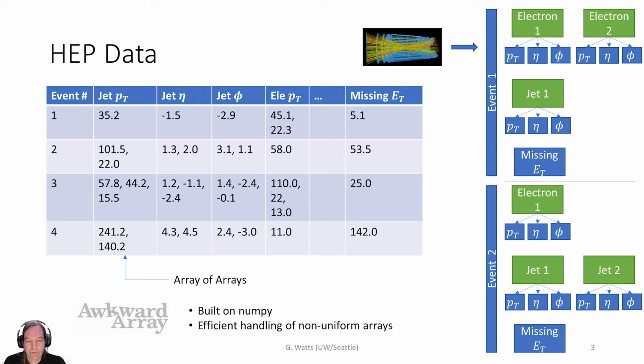Awkward Array was created to address this impedance mismatch. Using many of the same techniques and built in part on NumPy, it is designed to efficiently handle non-uniform arrays, like the data structure depicted here.